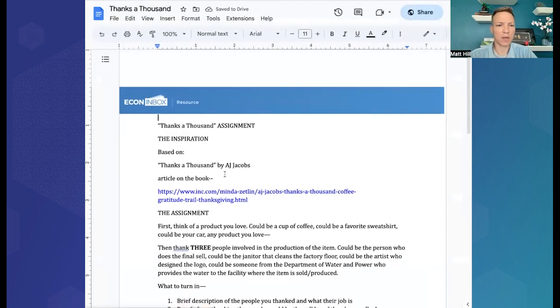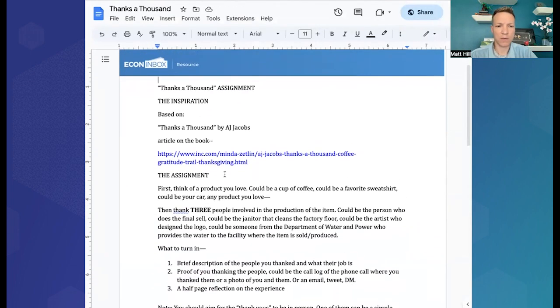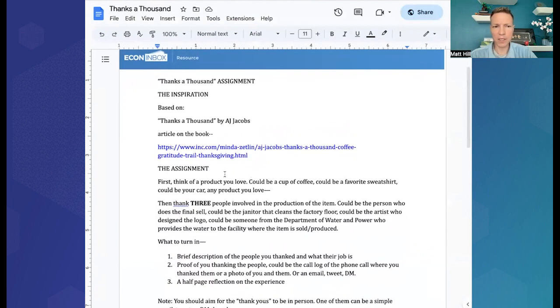Here's the doc for it. Here's the brief for it. There's this book by A.J. Jacobs, where he thanks 1,000 people that are involved in the production of his morning cup of coffee. If you think of any item that you use, that you like, there are thousands of people involved in making that, because of specialization and trade all over the world, that combine to bring you that item. And so he thanked 1,000. He went all through the supply chain and thanked 1,000.